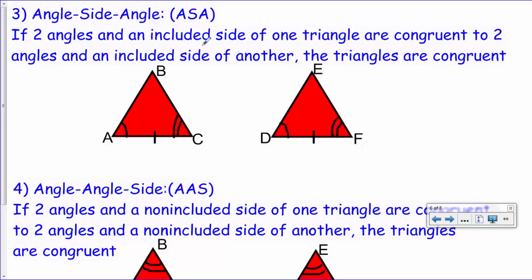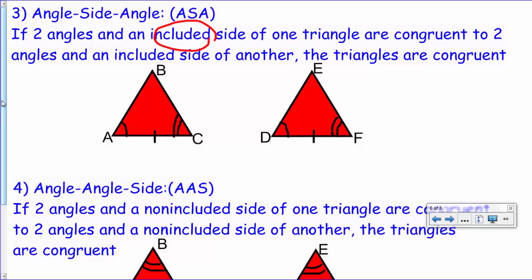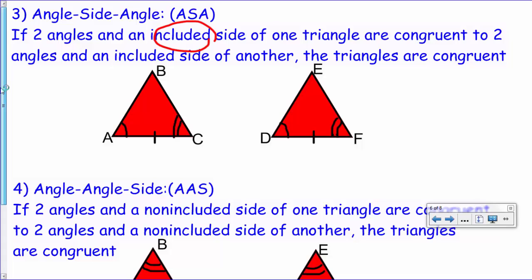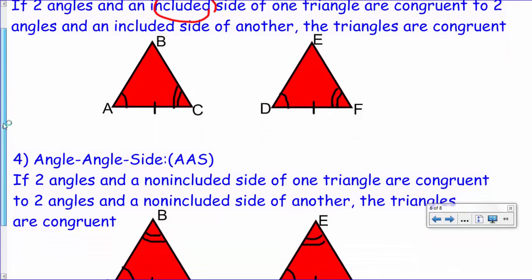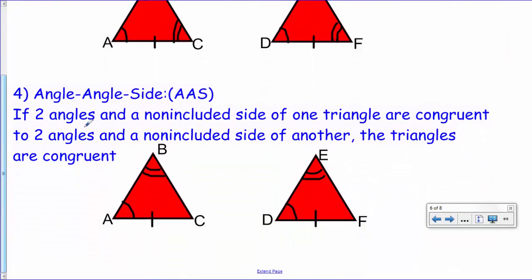If 2 angles and an included side of one triangle are congruent to 2 angles and an included side of another, the triangles are congruent. We can see we have the 2 angles marked, and the side happens to be the one that makes up the 2 angles. That would be angle, side, angle. The difference between that one and the next one is where the side is located. Our fourth one is angle, angle, side. This one has 2 angles and a non-included side.